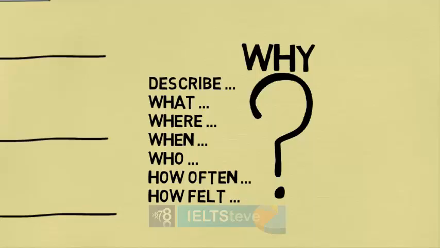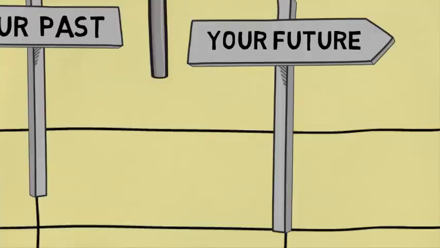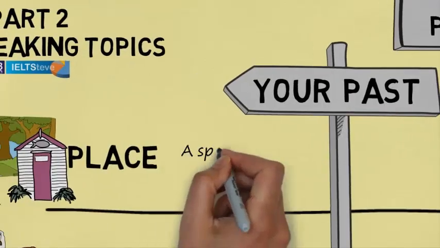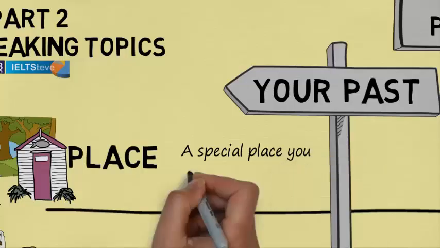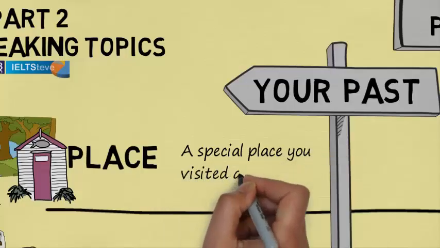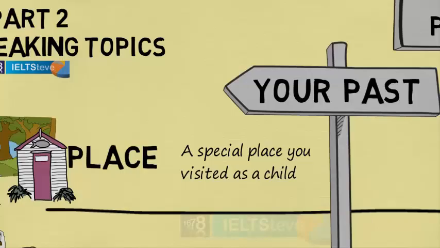Now let's give you some examples of what might go in that box. So here we see in that place there, we've got place and past. A special place you visited as a child. Now, IELTS always use the word describe. So it would be describe a special place you visited as a child. And then, as I've just said, they'll ask you 3 or 4 WH questions. Where was this place, for example? What did you do there? Who did you go there with? And why did you like that place?